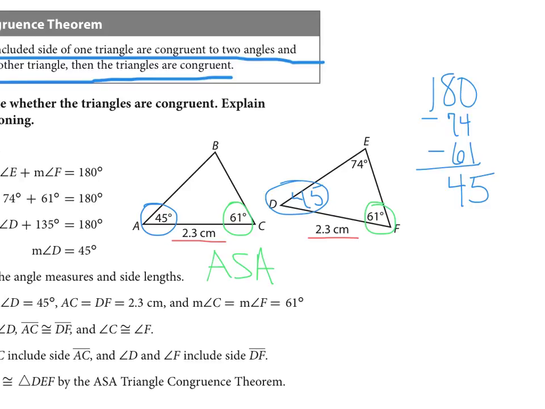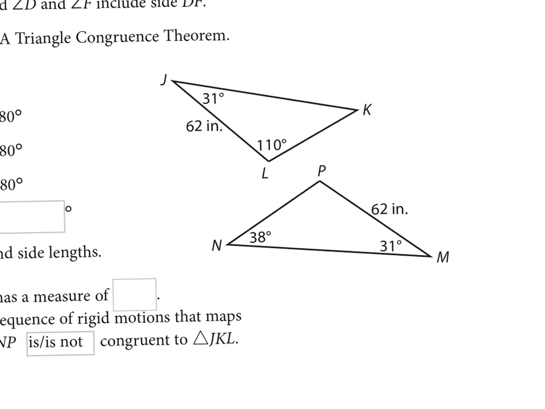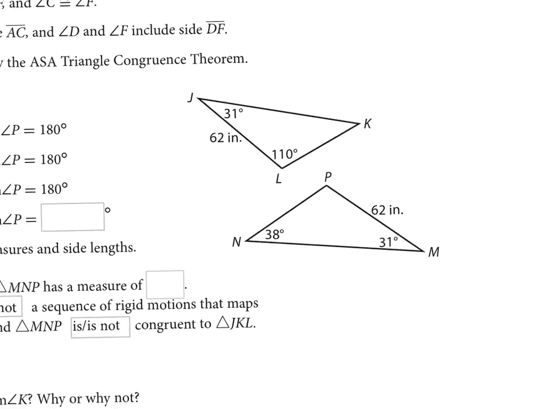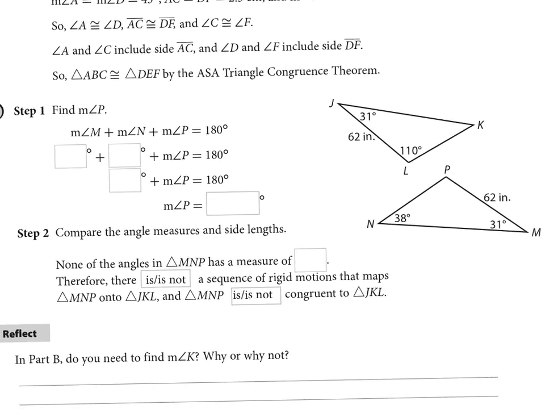Now if we look down to example B, okay, because I know that all these angles add up to be 180 degrees, we'll fill in these blanks here. Angle M is 31, and angle N is 38, which gives me 69. And when I subtract 69 from 180, I get that angle P is 111.